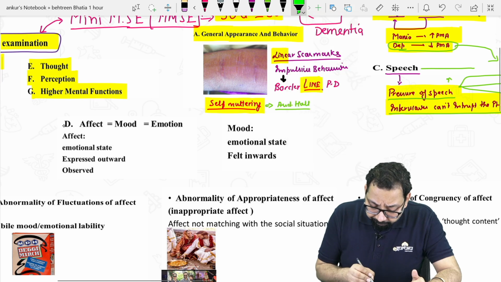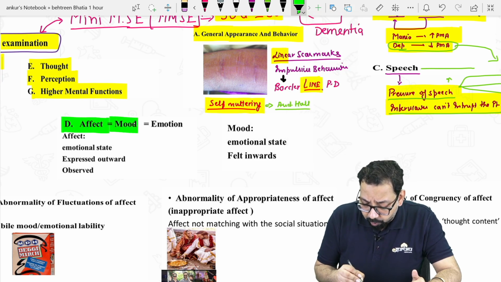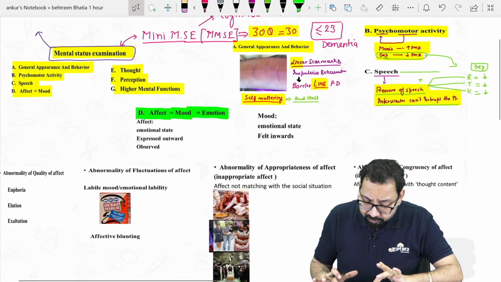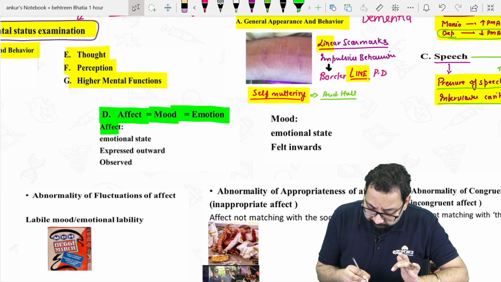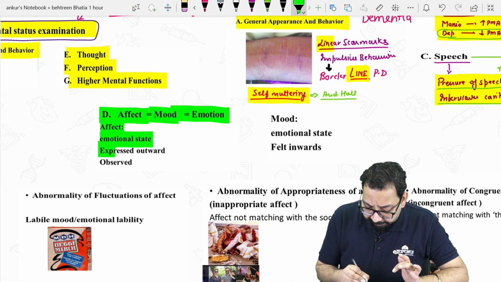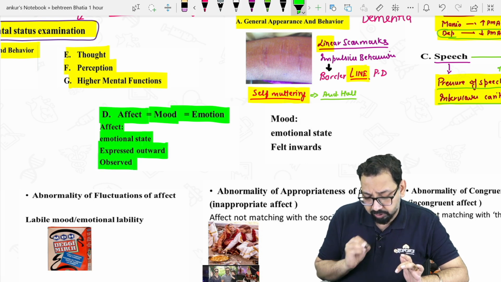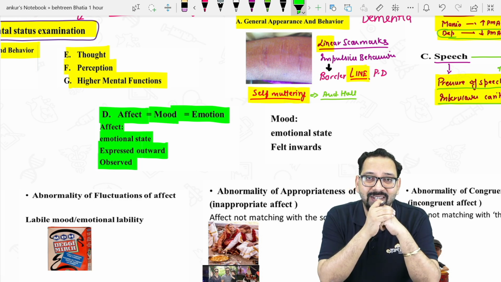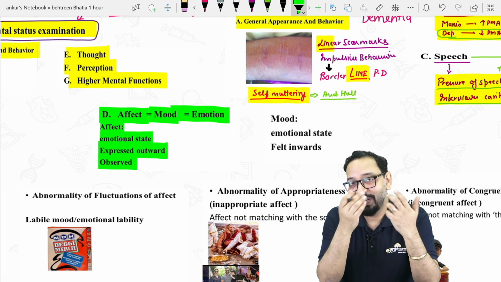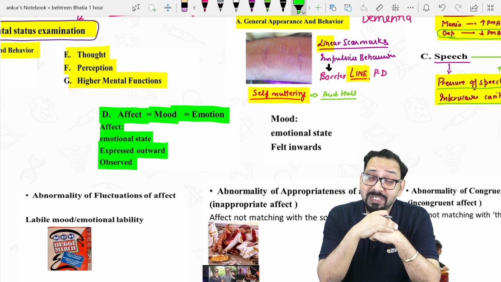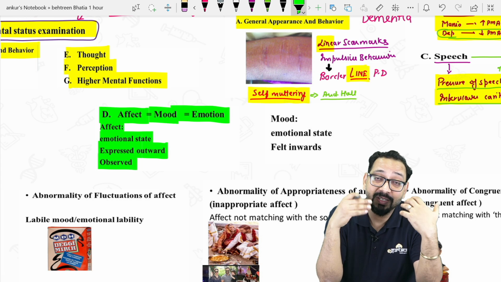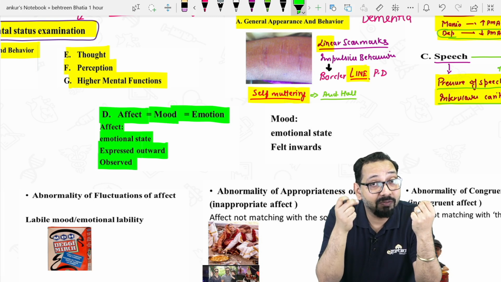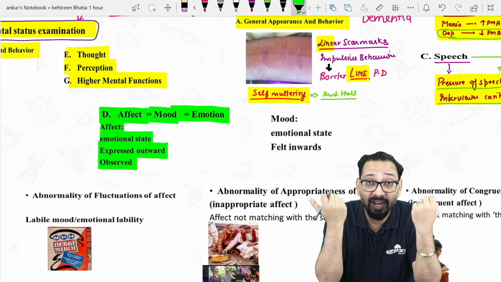Now, affect, mood, or emotion. Fourth point, I am going to discuss affect. Affect is the emotional state which is expressed outward and can be observed. Suppose a patient comes to me, he is sitting in front of me and he is smiling. I would say he might be happy because his emotional state is happiness, which is expressed outward in the form of a smile. So the emotional state which is expressed outward is called affect.